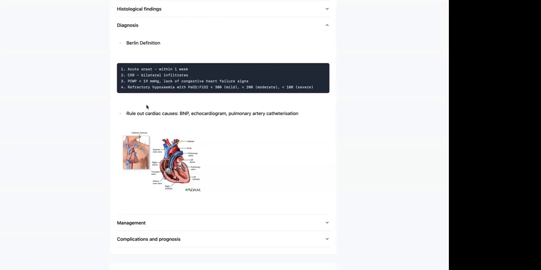How do you optimize the preload? By giving fluids. If the pressure is low, you give fluids.